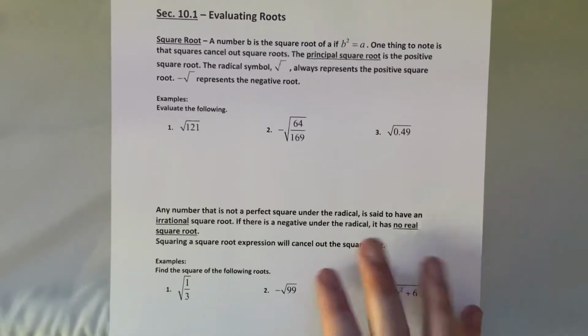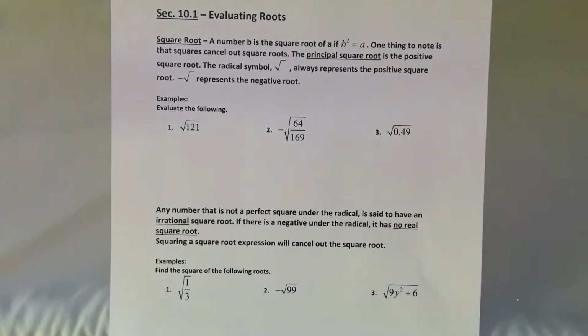Okay, intermediate algebra, the last chapter that we have, starts with evaluating roots. This entire chapter is about square roots, square root equations, how to evaluate and simplify square roots. So we'll start with just evaluating. Generally speaking, a number b is the square root of a if b squared equals a.